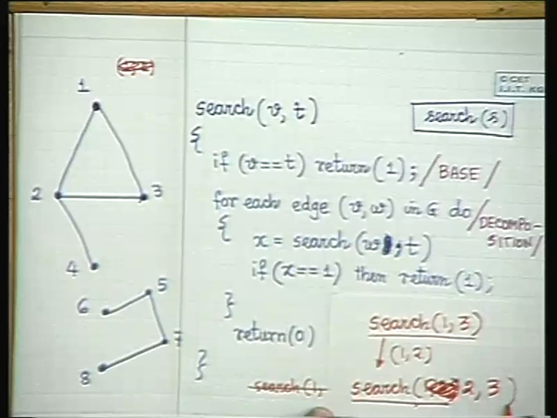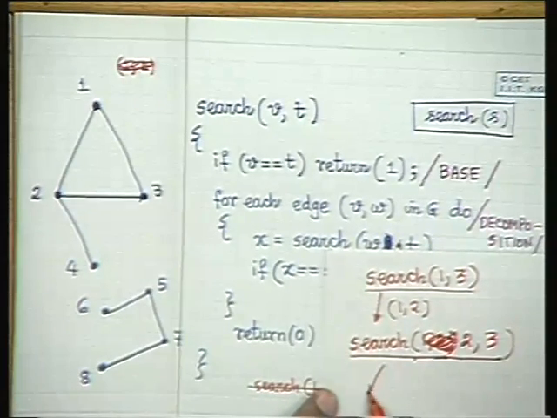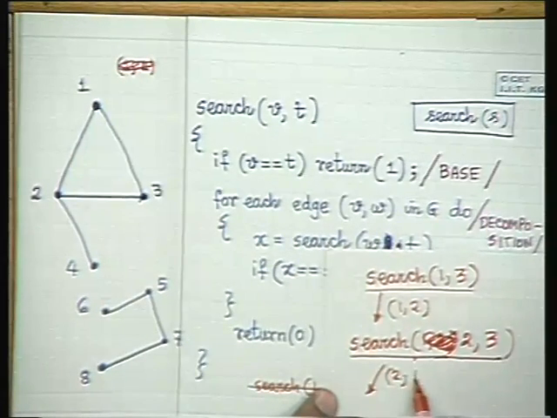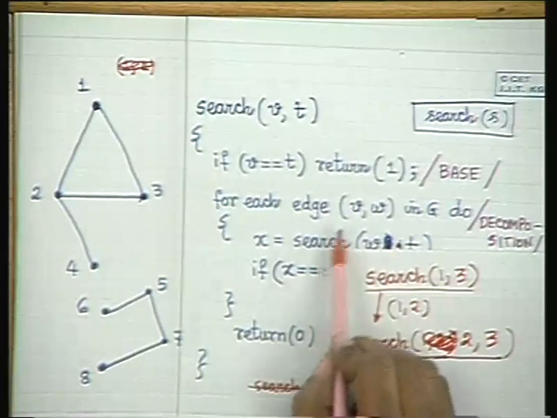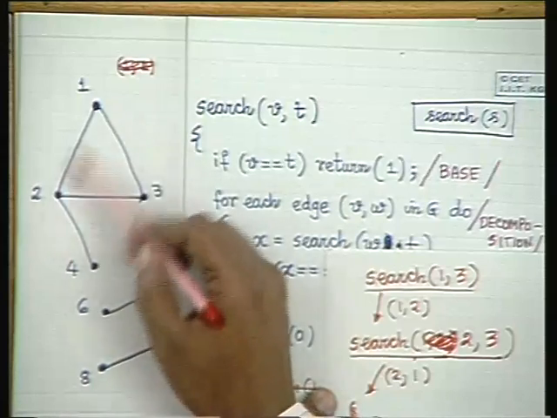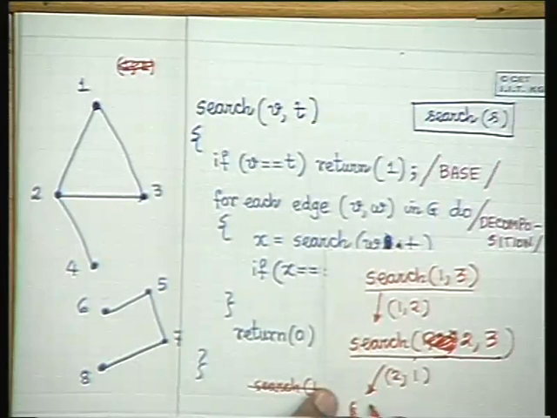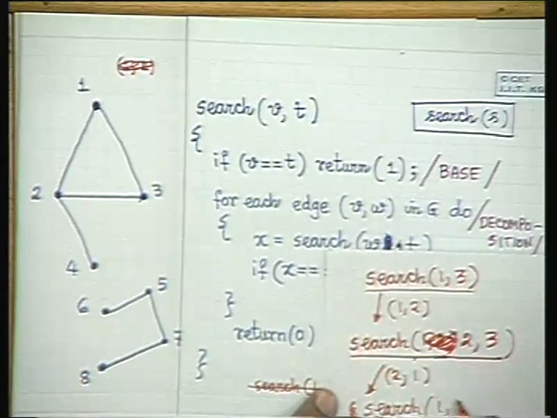Now once it calls search 2, 3, it will come in, 2 is not equal to 3, so again it will call for the edge. Now 2 has an edge 2, 1, so it will again call, since there is an edge 2, 1, because an undirected edge is represented by two directed edges, it will call search with W as 1 and T as 3.